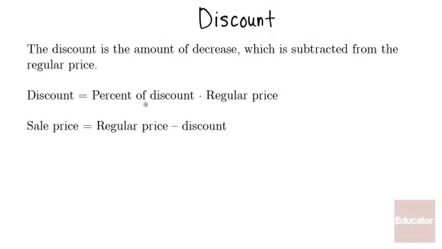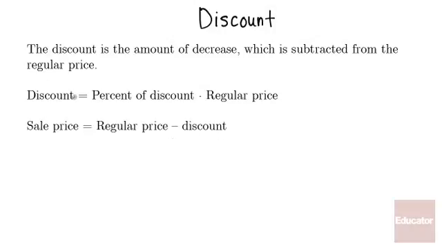Discount is the percent of the discount multiplied by the regular price. So, how much you're supposed to be paying for that, multiplied by the percent, will be how much you're going to save. Okay? And then to find how much you're going to be paying, your new price, your sale price, it's going to be the regular price, how much you were supposed to pay, minus how much you're going to save, the discount amount, right?